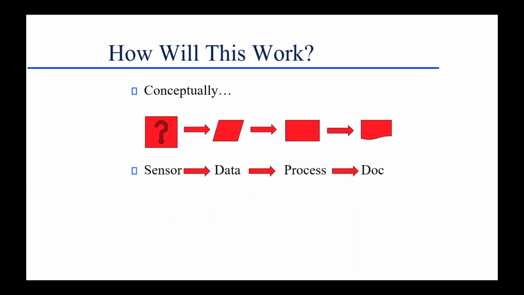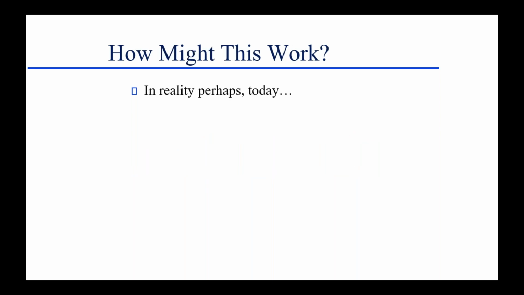But that said, so how does this work? Well, conceptually, since we like graphics, I have a graphic. We have a sensor. The sensor collects data, sends it somewhere, which gets processed, and the processed data affects the documentation somehow. So, okay, fair enough.